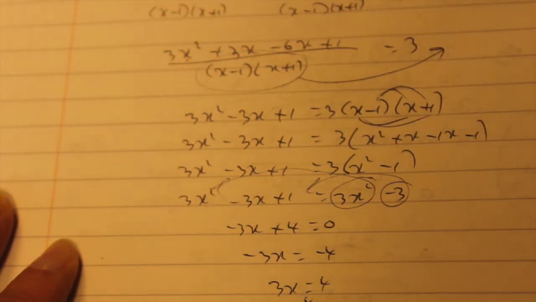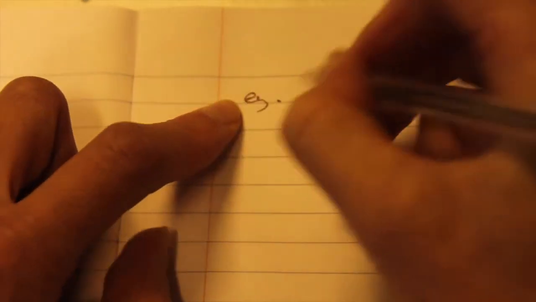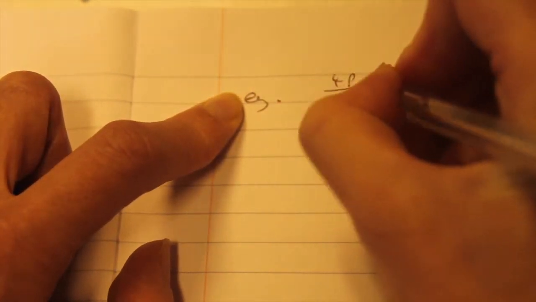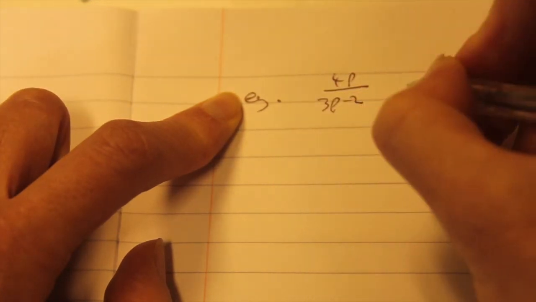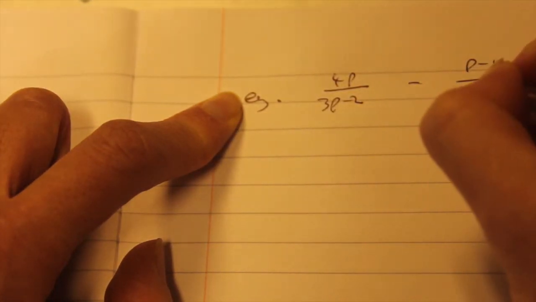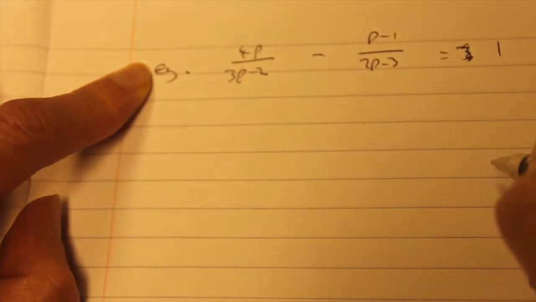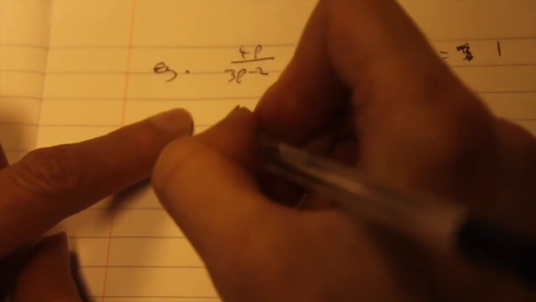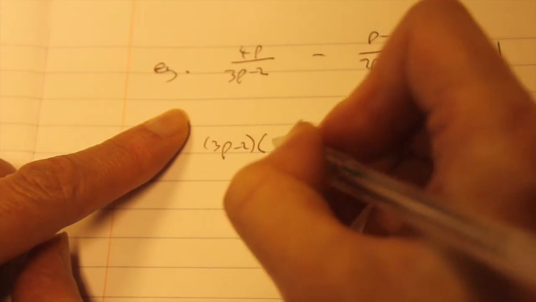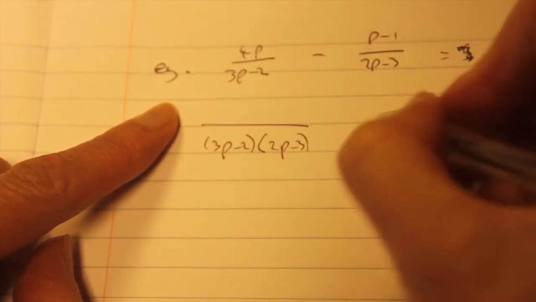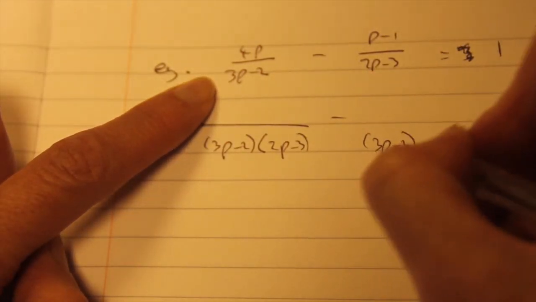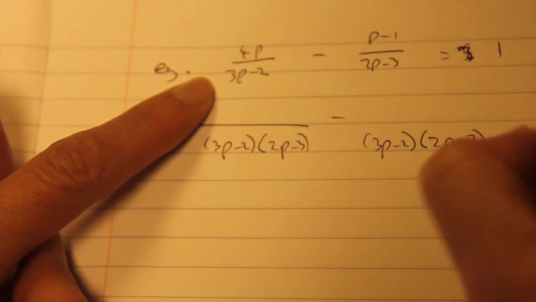Now we'll try another one and hopefully we'll end up with it breaking into a quadratic as opposed to a linear. So we can see what we do in that case. So we'll have 4p over 3p minus 2 minus p minus 1 over 2p minus 3 equals 1. Now, you're going to make the bottoms the same. So there's 3p minus 2 times 2p minus 3. And then the other one, 3p minus 2, 2p minus 3.